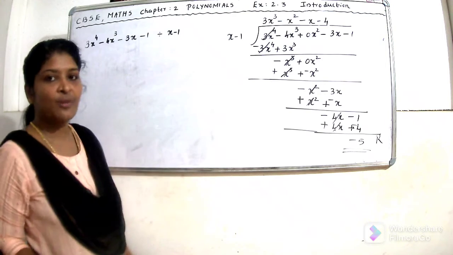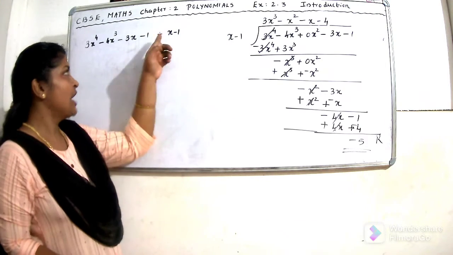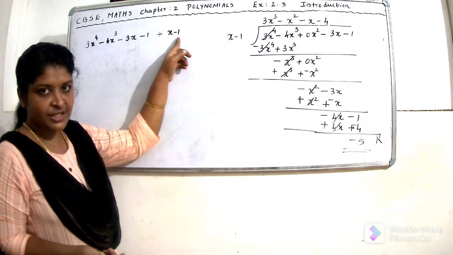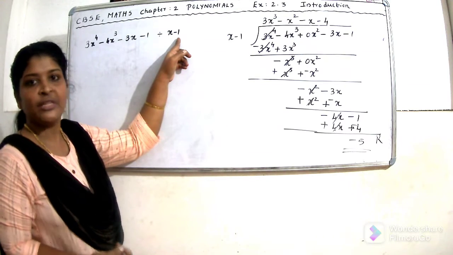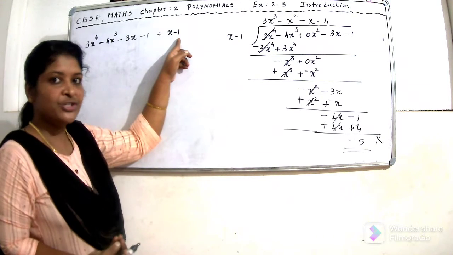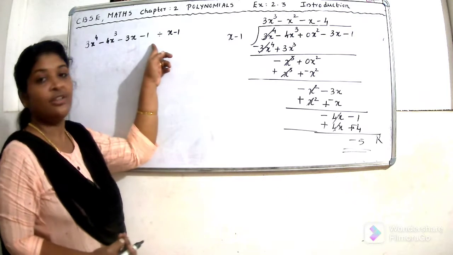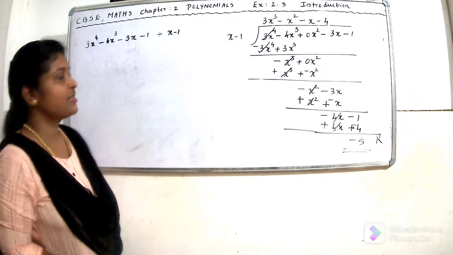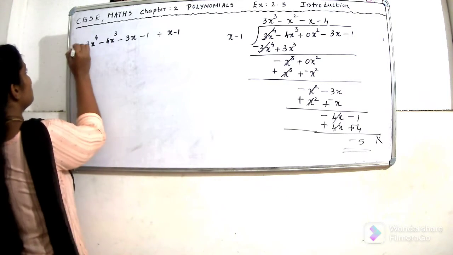We have to take its zero of the polynomial. x minus 1 is the divisor. What is the zero of the polynomial? That is positive 1. That positive 1 we have to substitute in the question, that means in the dividend. So we are substituting that.